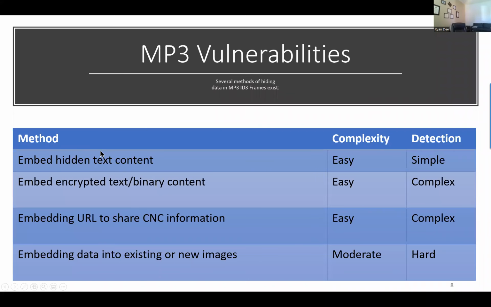Based on that, let's take a few things that we could potentially do here. Could we embed hidden text in the ID3 header? Sure, pretty easy to do, but maybe pretty simple to detect depending on how you went about it. Could we embed encrypted text or binary content? Yeah, still pretty easy to do, but detection may be a little bit more complex because we'd have to basically extract the encrypted content.